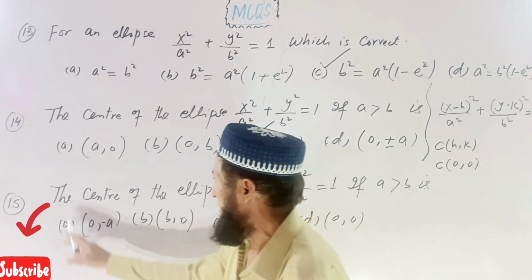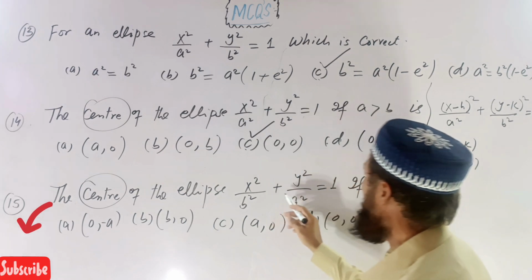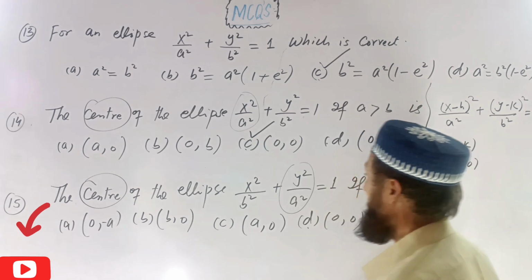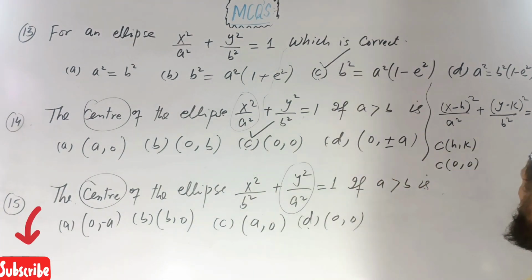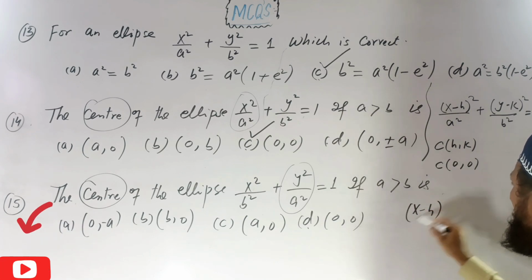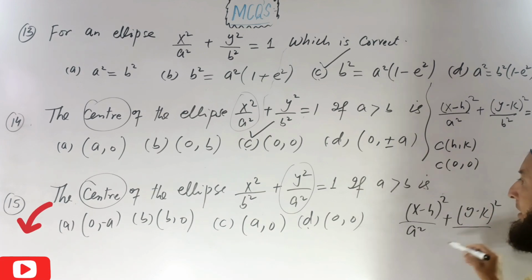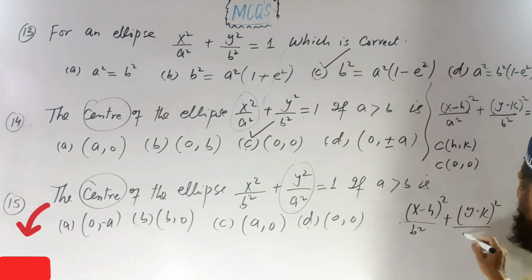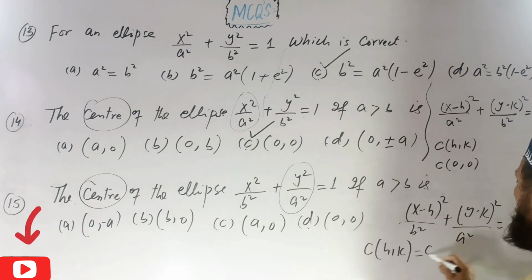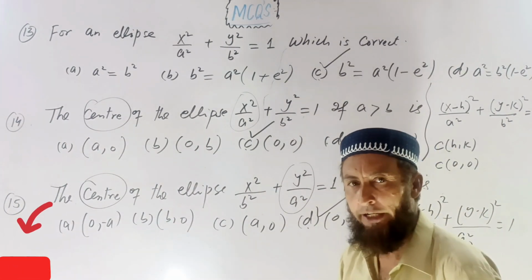Similarly, question number 15, the center of the ellipse. Again the center is asked, just the ellipse is changed: along the y-axis, a is greater than b, and here along the x-axis. So what is the effect? There will be no effect, we just change it here: x minus h whole square divided by a square plus y minus k whole square divided by b square is equal to 1. So the center is the same, h, k, that is 0 and 0. There will be no effect. Option D is the correct option.